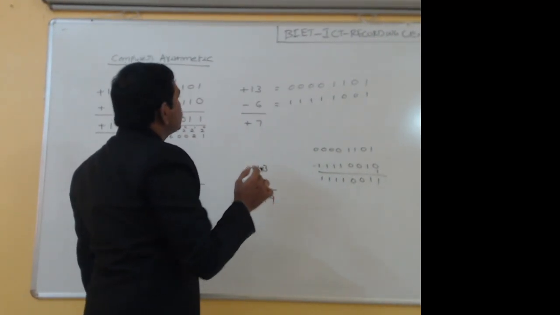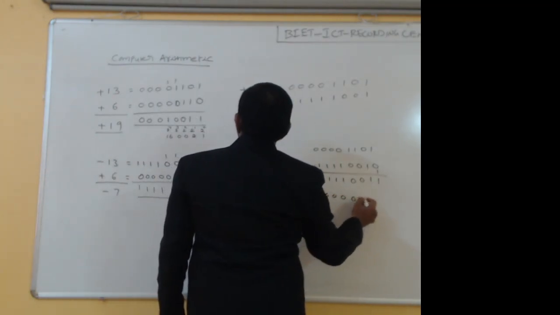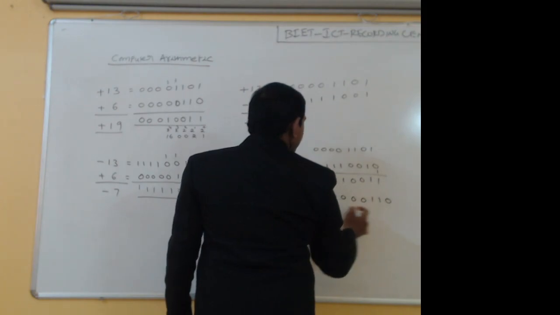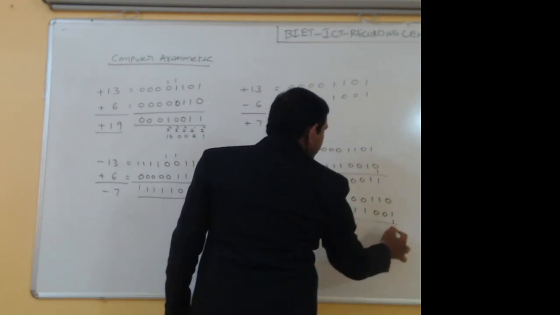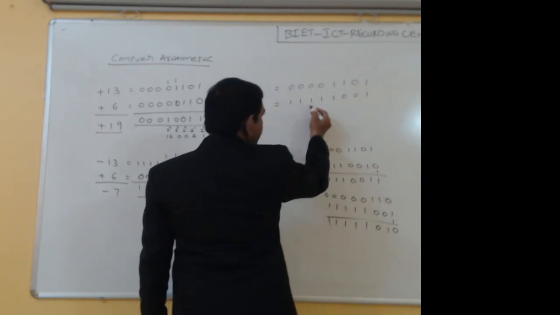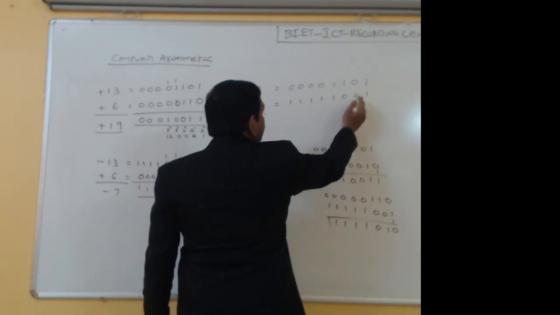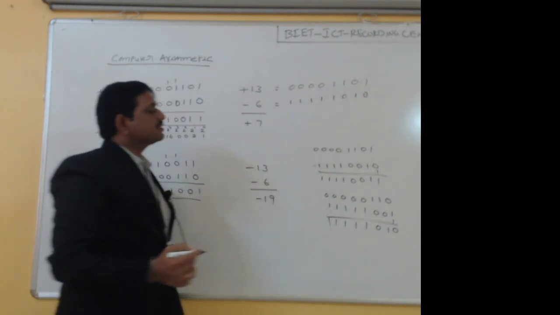1, 1, 1, 0, 0, 0, 0, 0, 1, 1, 0. By adding 1, 1, 1, 1, 0, 0, 1, adding 1, 1, 1, 0, carry 1, 0, 1, 1, 1, 1, 1. This value equals 1, 1, 1, 1, 0, 1, 0. This is the minus 6.